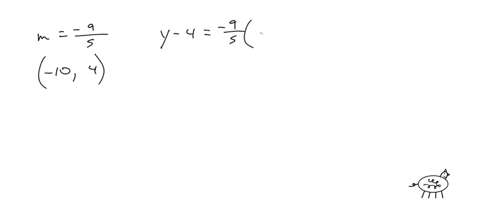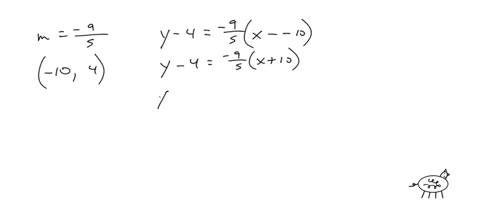Okay, last example. Your slope is negative 9/5, and it passes through the point negative 10 comma 4. Okay, so let's put it in there. Y minus 4 equals m times x minus a negative 10. So y minus 4 equals negative 9/5 times x plus 10. Oh, there we go. Done with point slope form. That's easy schmeezy.